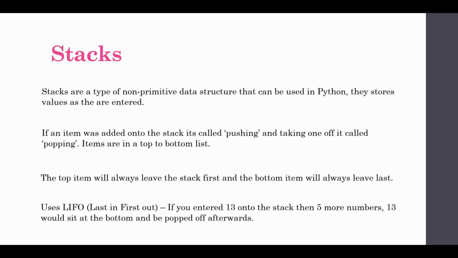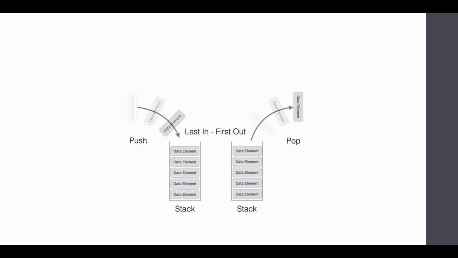Stacks are a non-primitive data structure that can be used in Python. They store values as they are entered into the actual stack. If an item is added onto the stack, it's called pushing, and when it's taken off, it's called popping. Items, when stored, go at the top of the list, and then as more get added on, the first one goes to the bottom. The top item will always leave the stack first, and the bottom item will always be the last to leave. It uses last in first out, or LIFO. If you enter 13 on a stack and then 5 more numbers, 13 will be at the bottom of the stack and will be popped off at the very end, after everything else has been popped off. So you've got a little diagram here.